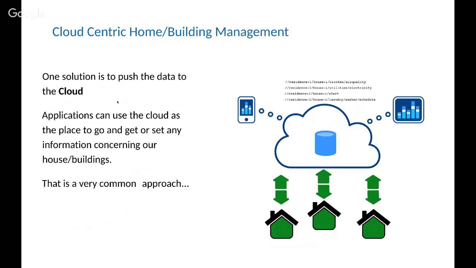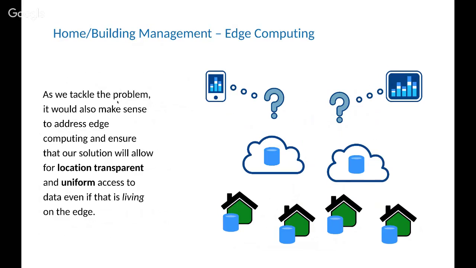You have all your homes pushing data to the cloud, and your application can remotely get information from your house just by connecting to the cloud, and also possibly publish some configuration to the cloud, which will be used by your house or your sensors in your house. That's really the common approach.